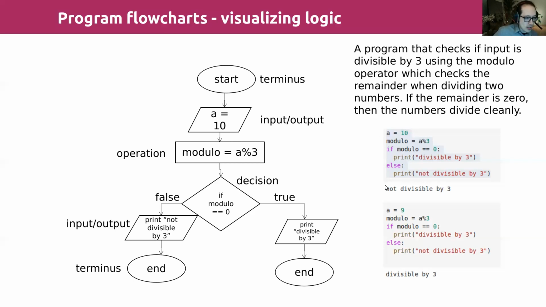And here you can see Python implementations of this. So here a equals 10, modulo equals a modulo 3. In the first case, if modulo equals 0, then print divisible by 3. Otherwise, print not divisible by 3. And in this case, we get the answer returned, not divisible by 3 with 10. If we do it with 9, we get the first case, divisible by 3.